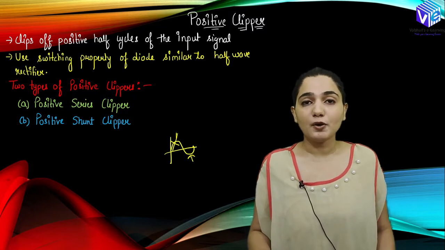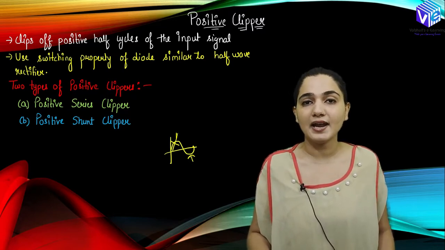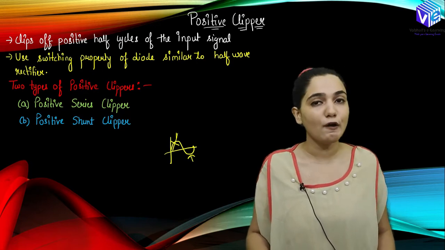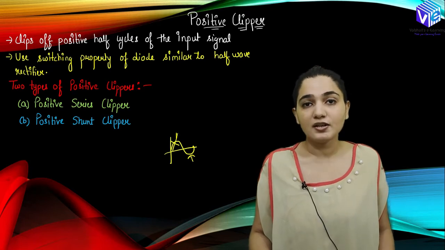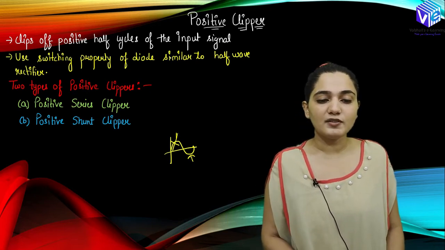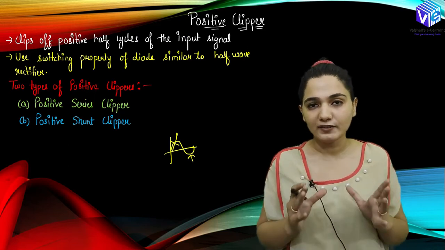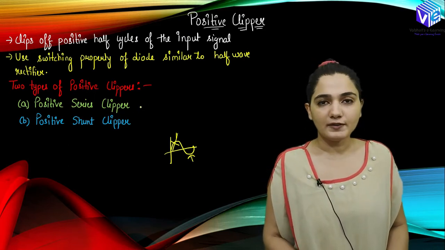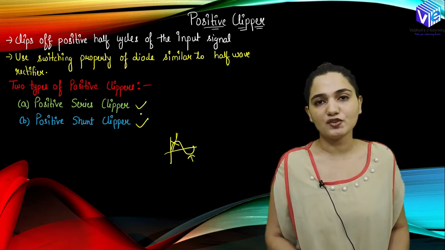So what is the switching property? The diode behaves as a perfect conductor in forward bias and as an open circuit in reverse bias. We all know this. So the direction of current through the diode is unidirectional, and we are using this property. The diode has non-linear characteristics, and because of this it can be used as a positive clipper. It is an important part of the clipper circuit. For the positive clipper, we have two types: the positive series clipper and the positive shunt clipper.